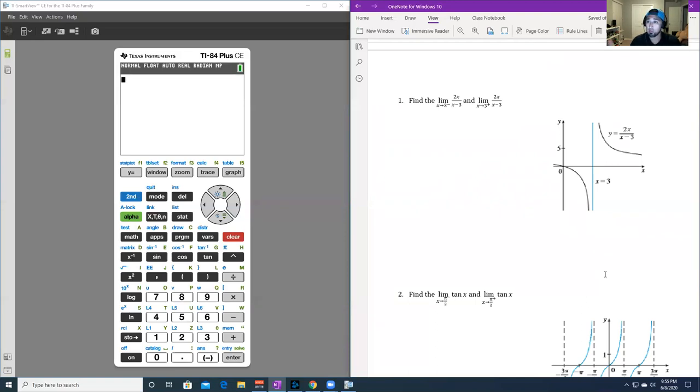Okay. So one of the best ways to do this is your xy charts that I showed you how to make. So let me do that. I'll handle the first one. I'll call it A. And we're going to have the limit as x approaches 3 from the left of 2x over x minus 3. All right. And I'll make our little xy chart below.